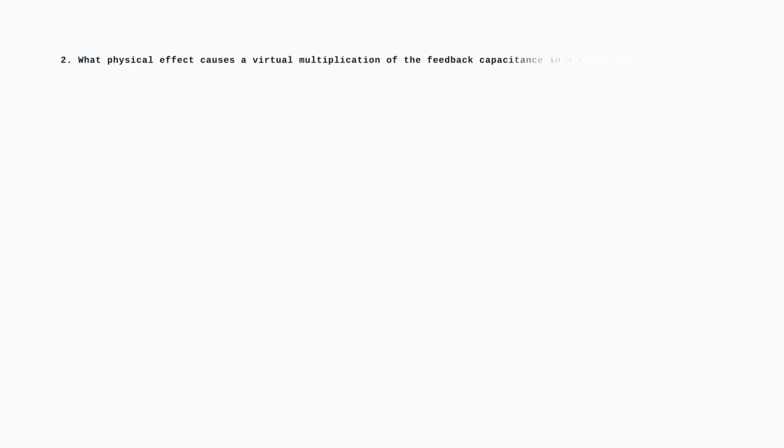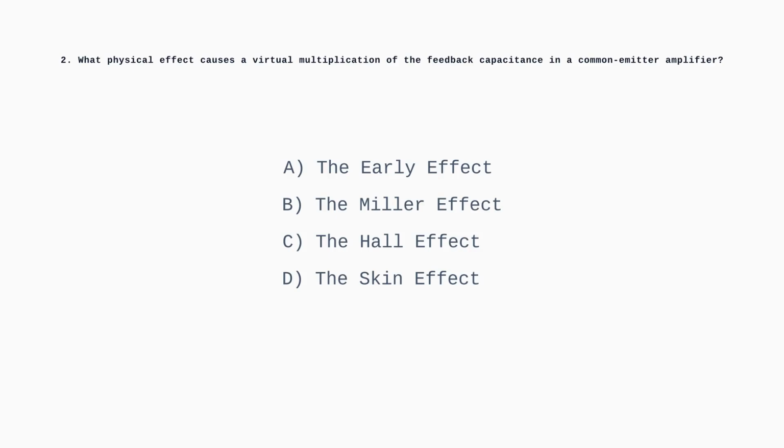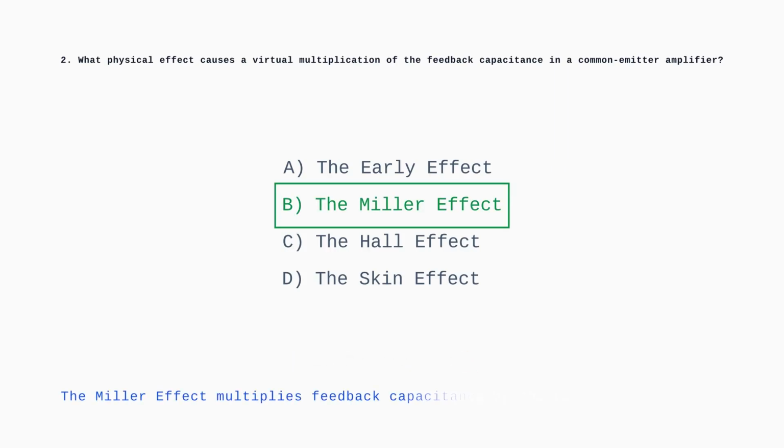Question 2. What physical effect causes a virtual multiplication of the feedback capacitance in a common emitter amplifier? The Miller effect causes the tiny base-to-collector capacitance to be multiplied by the stage's voltage gain, limiting bandwidth.